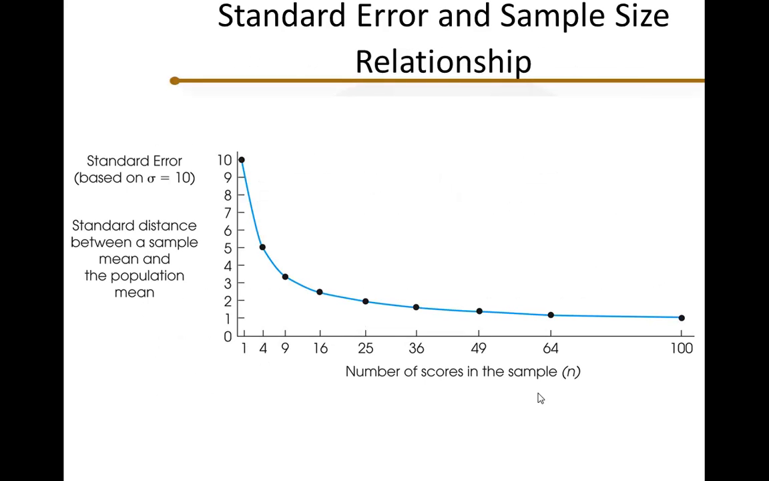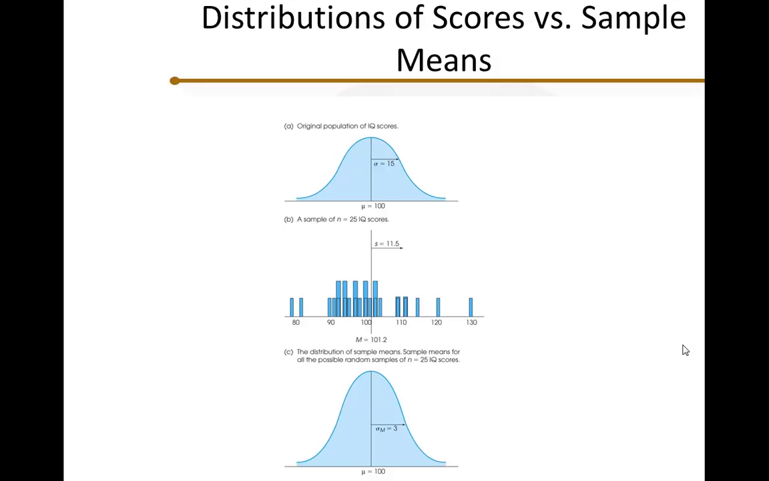So let's take a look at standard error. If we have only one score, it goes up way high. If we have 100 scores, then our standard error goes way down. Here's an example of a distribution of scores versus sample means. The first one is an original population of IQ scores. We have a sample of n of 25 scores.